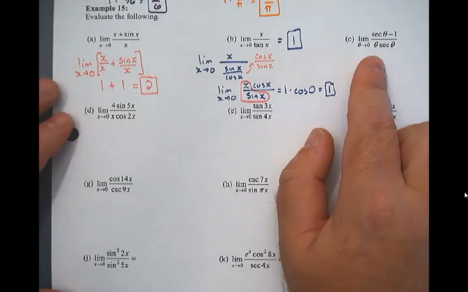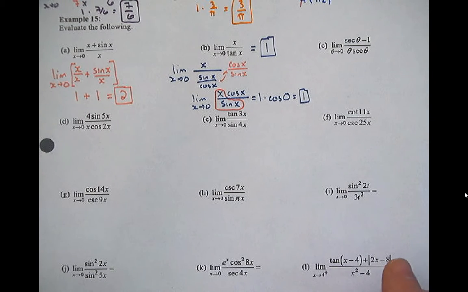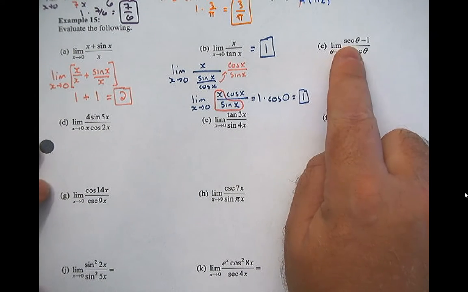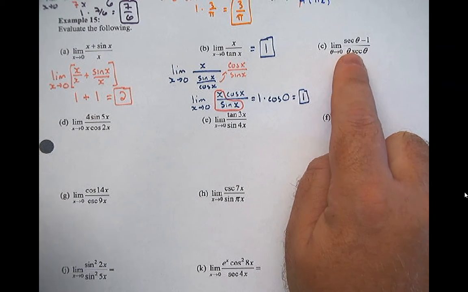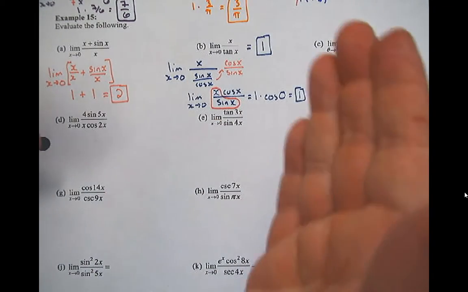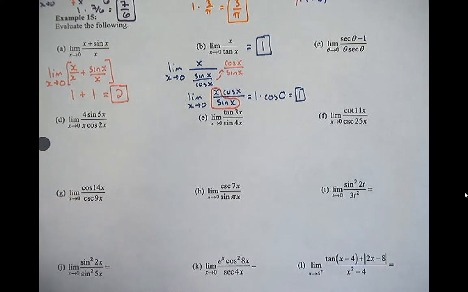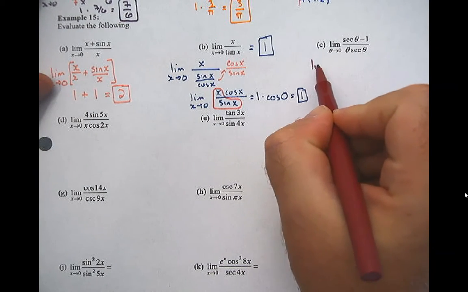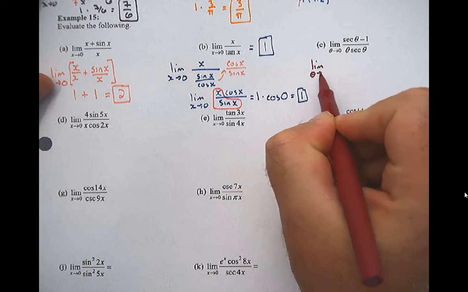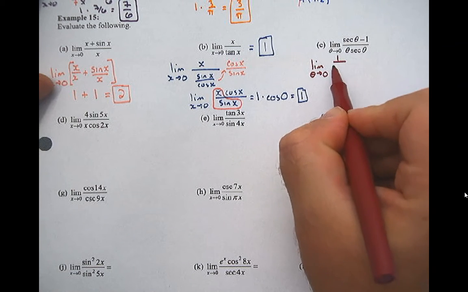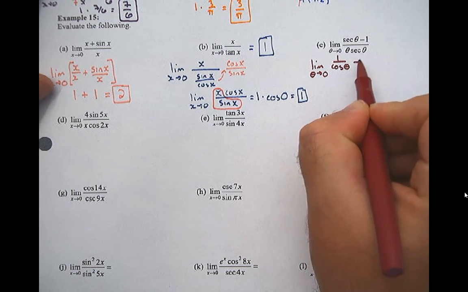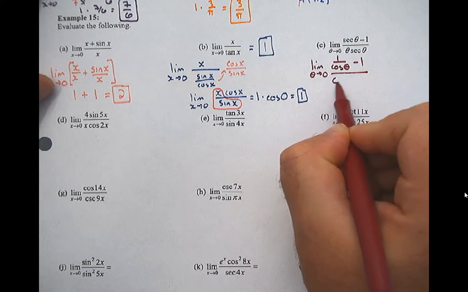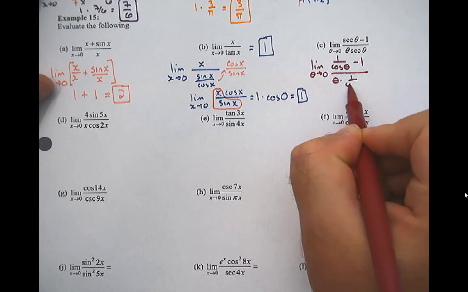All right, this one's a little thinker. What do you think your first move is going to be? Because we don't have any rules on secant. Well, hopefully you thought, if this is secant, I need it to be either sine or cosine. Those are the tricks, or tangent. But the easiest thing to turn this into is cosine. So that would be the limit as theta approaches 0 of 1 over cosine minus 1 over theta times 1 over cosine.